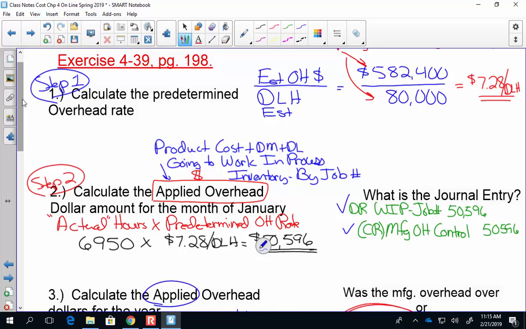And they gave us estimated numbers for both overhead and labor hours. The labor hours is the activity level for this company. So that's what they're choosing as their driver of our overhead costs. That's a good metric to determine how much our overhead cost will be. So they came up at the beginning of the year with this estimate of 728 for their applied predetermined overhead rate.